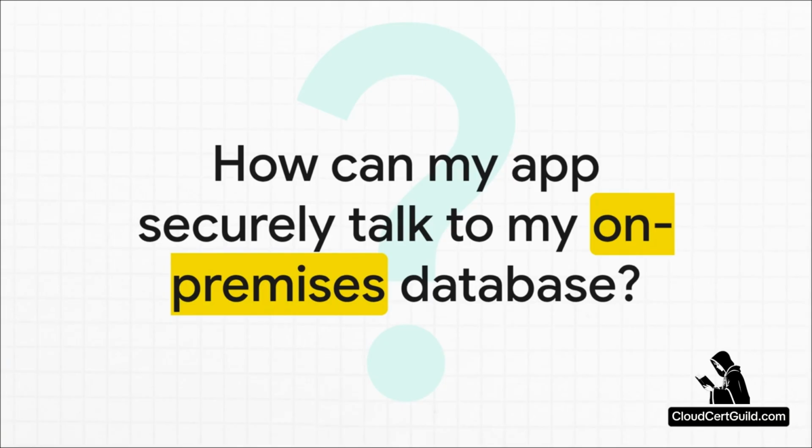And here's the question that gives security teams nightmares. Your app is running in the cloud, but the data it needs is on-prem. They have to talk to each other. But opening up that database to the public internet? Absolutely not. That's a non-starter. So how do you build that secure bridge?